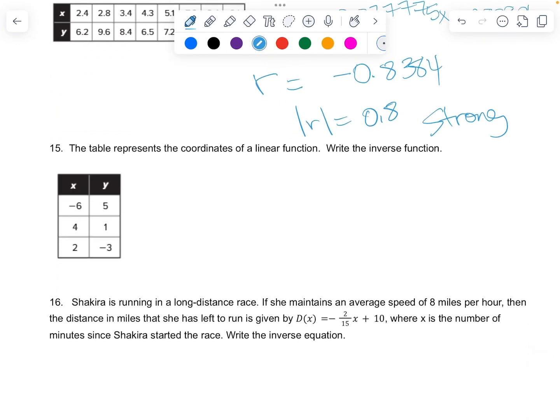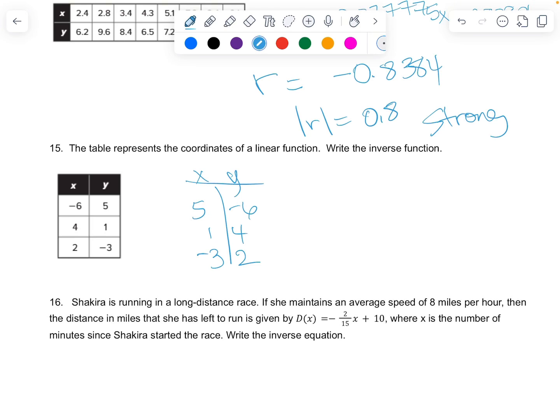Okay, so we want to write the inverse function. So we're going to switch these two around. We're going to get 5, negative 6, 1, 4, and negative 3, 2. Okay.